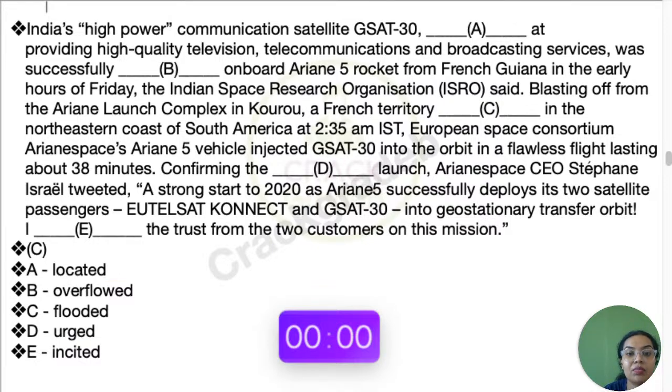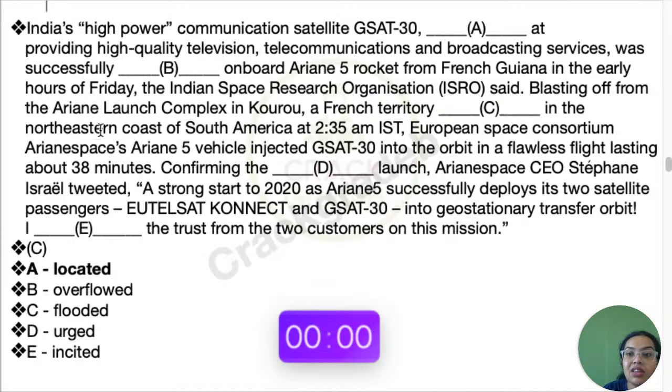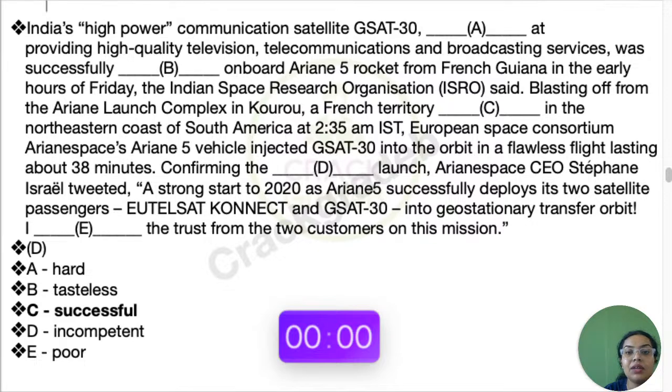Nothing more to be explained. Then we are saying blasting off from the complex, a French territory located in. You are literally talking about a location. It cannot overflow or flood. Flood usually takes the word flood along with it. Incite is to stir up something, to irritate someone.